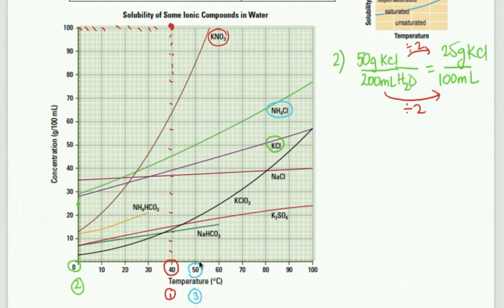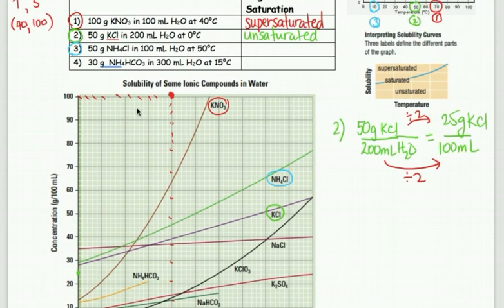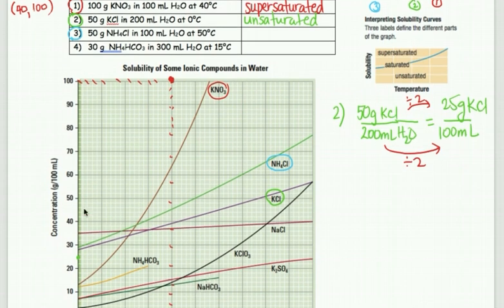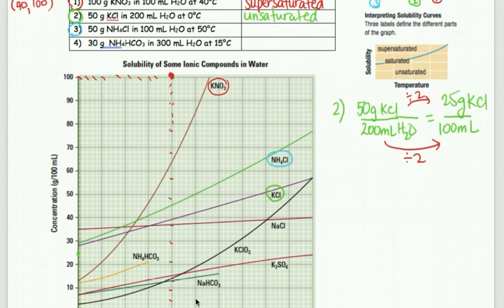So what you're going to do here is go up to the 50 grams marker here. So we have 50 degrees Celsius and 50 grams. I'm just going to put the dots in so you can follow along. And here's 50 grams. Okay, so here is the dot. I'm looking at ammonium chloride. This line here that goes like this is the ammonium chloride curve. And remember, the dot is right on the curve. When you're right on the curve, you're saturated. So we'll write that here, saturated.